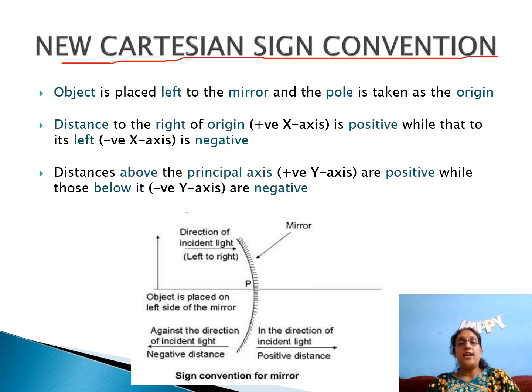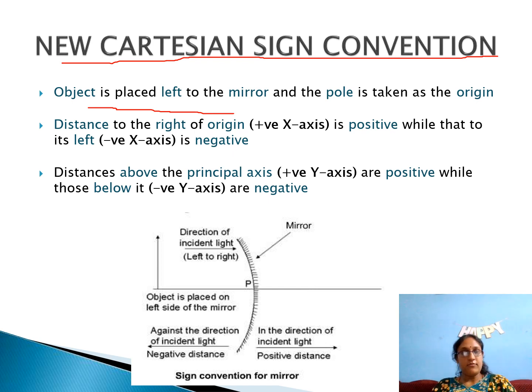So what happens when the object is placed to the left of the mirror? Can you see here? This is your left side and this is your right side. The object is placed on the left side of the mirror and the pole, this is your pole, is taken as the origin. So the distance to the right of the origin will be positive, the positive x-axis, while that to the left side will be negative, the negative x-axis.